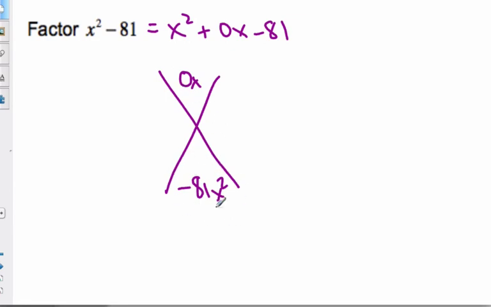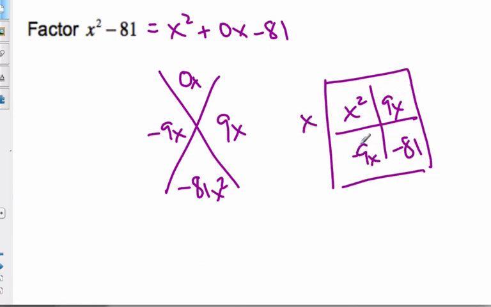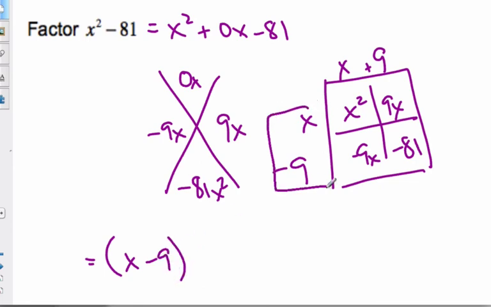Okay, so hopefully the two numbers that multiply to get negative 81 are 9x and negative 9x. I go to my box: x squared, negative 81, a 9x and a negative 9x. I pull out my x here and I get x, pull out my negative 9, pull out an x, pull out a positive 9. And so then my factors are x minus 9 from here and x plus 9 is a factor of this.